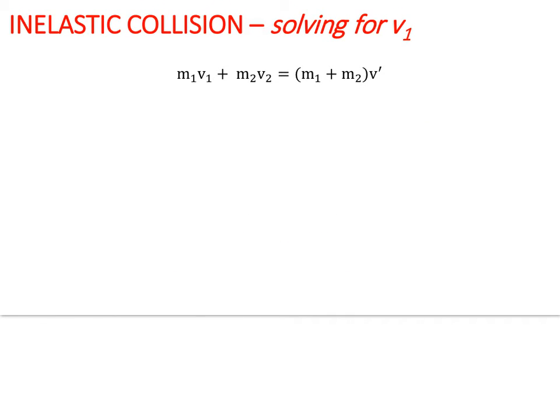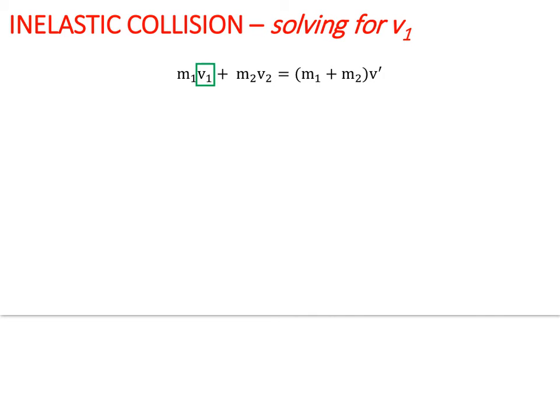Now let's look at a different type of collision. Now we're looking at inelastic. These are the ones that stick together once they move. This one's a little bit easier to move around. So let's solve for V1. I want to know how fast is the first object going before they collide.